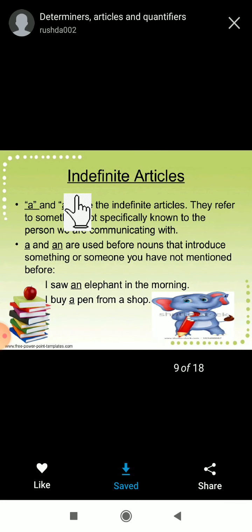Next, indefinite article. A and an are the indefinite articles. They refer to something not specially known to the person we are communicating with. A and an are used before a noun that introduces something or someone you have not mentioned before. So here are examples: I saw an elephant in the morning. I buy a pen from a shop.